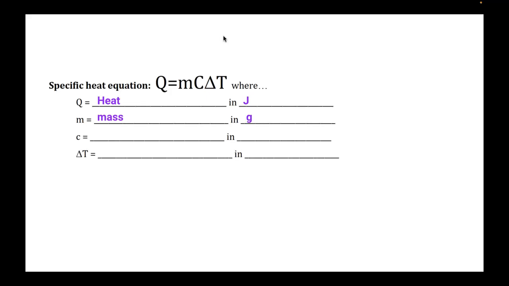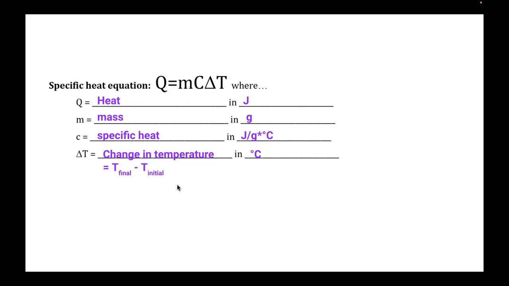C, hopefully you remember this from the beginning of the slideshow, is specific heat, measured in joules divided by grams times degrees Celsius. Finally, the delta, of course, is change. Change in what? Change in temperature. If delta T is not given to us, sometimes instead we'll be given the final temperature and the initial temperature, so we have to actually do the calculation. And that will be measured in degrees Celsius.